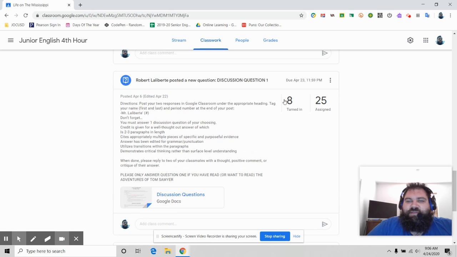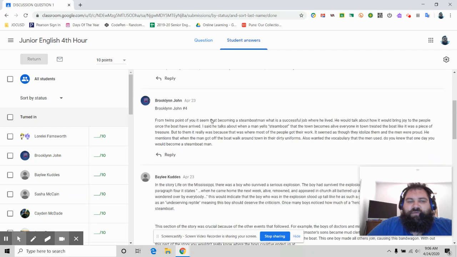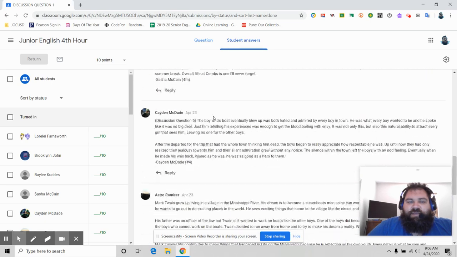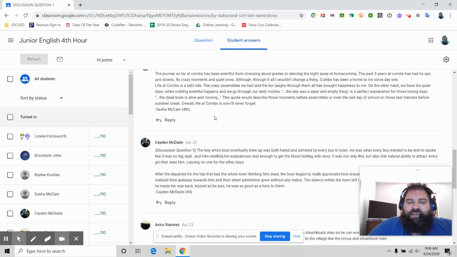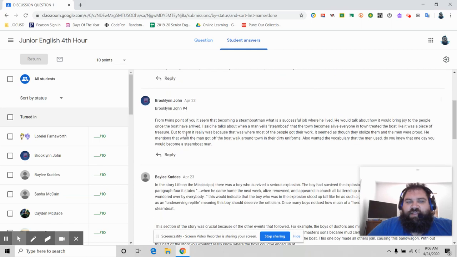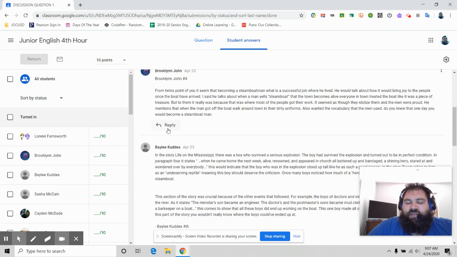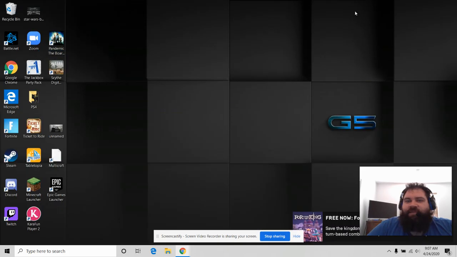In the discussion questions that we have, we can look and we can see the kiddo, they responded. Okay. And they responded to one another. So, like, you can look and see, as an example, you see the kiddo's response, and then you just click reply. Okay. So, that's the easiest way to do it. And make sure that you get it done.